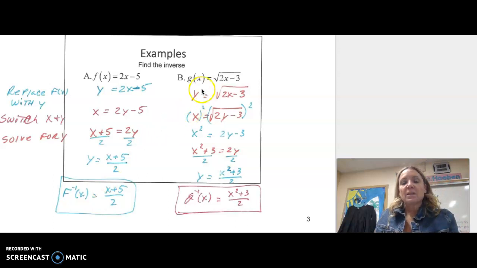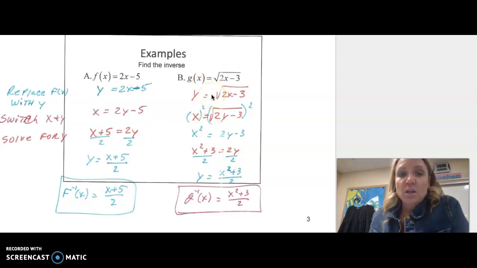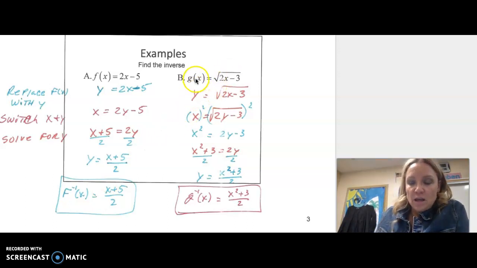Okay? Let's try it with another function and see if it gets a little bit easier. So we're going to take the g of x and change it to y. Then we're going to switch our x and y variables. So here's the x, it gets switched to y. Here's the y, it gets switched to x. Okay? The next thing we're going to do is inverse operations.